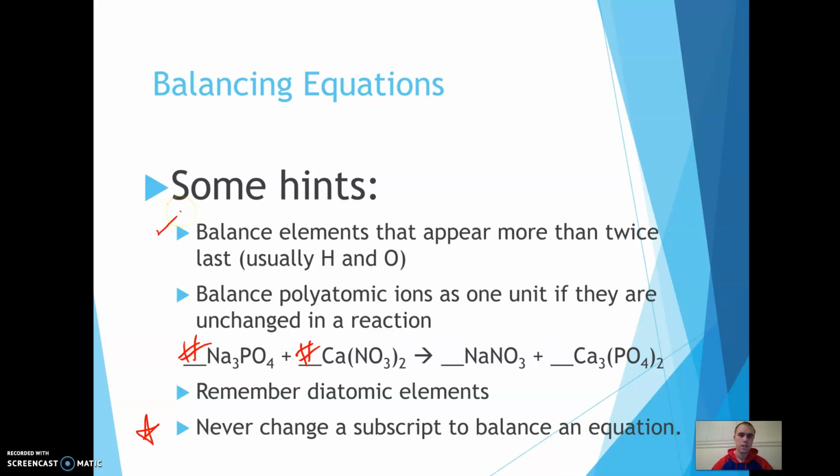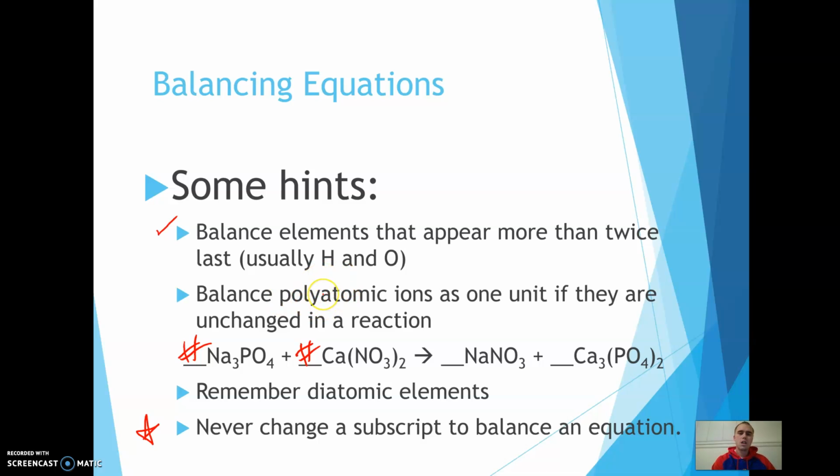A helpful hint here is that if you have an element that appears more than once on the same side of the equation, save that till the end, okay? Those get really complicated. A lot of times they'll take care of themselves almost, and then all you have to do is one simple change or something like that. But if you try and start with them at the beginning, oxygen or hydrogen, those are usually the 2 common ones, if you try and start with them, it gets a little fuzzy, okay?